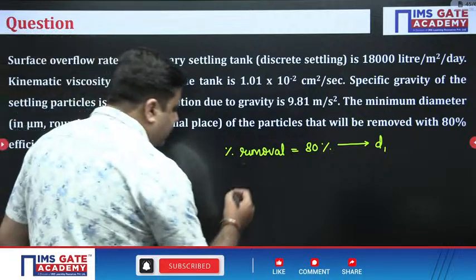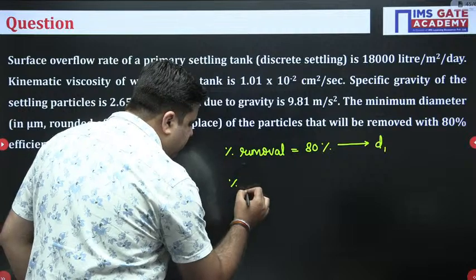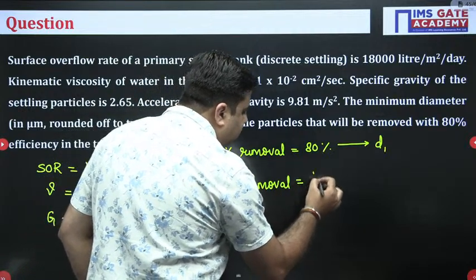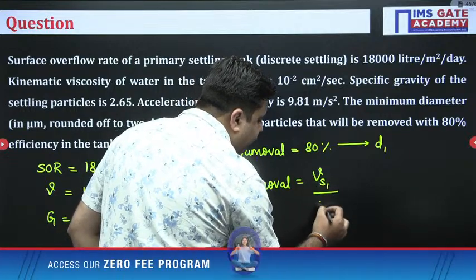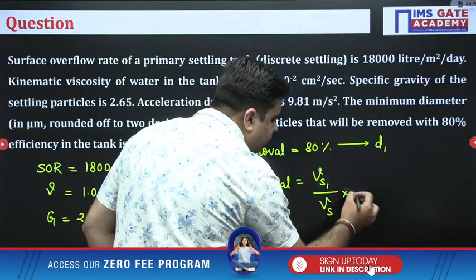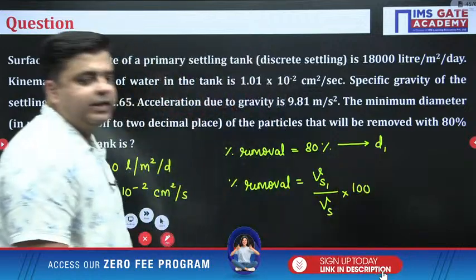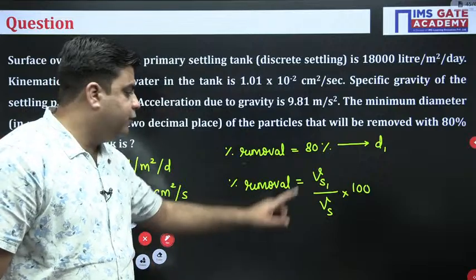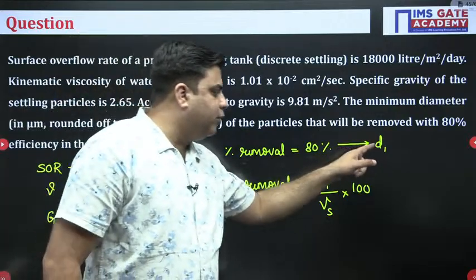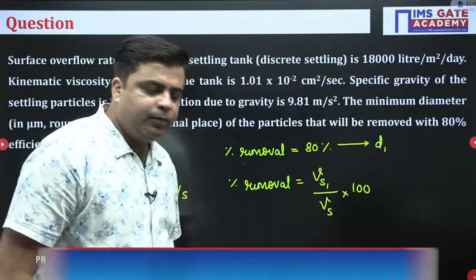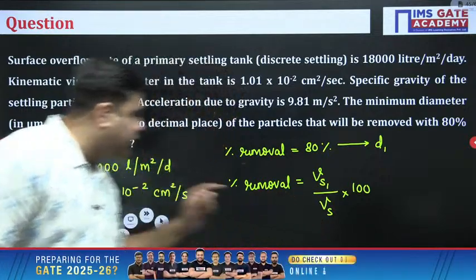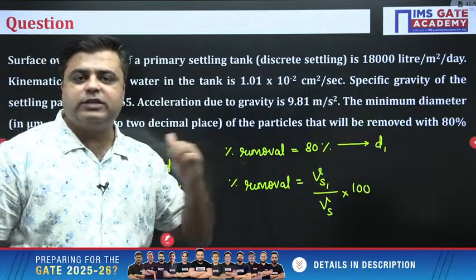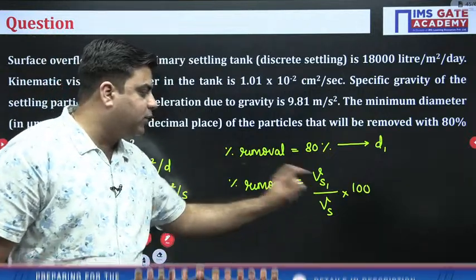We have one very simple relation: percentage removal is equal to Vs1 divided by Vs into 100. Vs1 is nothing but the settling velocity of this smaller size of particle. And Vs is the surface overflow rate, that is the settling velocity of the concerned size of the particle. So first calculate the value of Vs1.